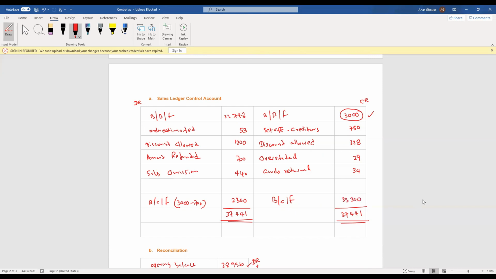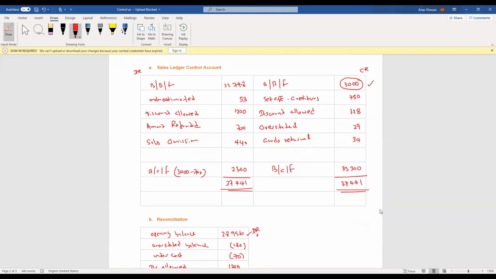33,300. Okay. So now the closing balance, when you take the balance brought forward, the balance is 33,300. The credit balance will be 2,300. So what is the net? Debit minus credit: 33,300 minus 2,300, 31,000. So this balance should match with your individual balances.